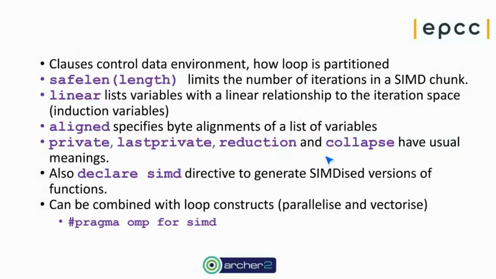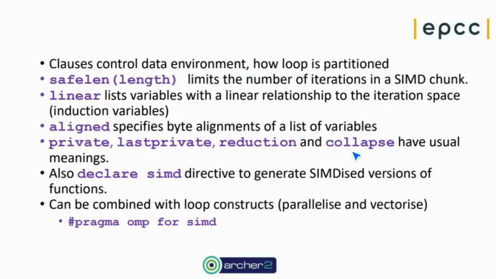If you have a loop nest, you can use the collapse clause. What the collapse clause does is unwind the loop nest into one long loop and vectorize that, instead of just the innermost loop or the loop that we're applying the directive to. Also, under the right conditions for the right kind of function, you can persuade the compiler to generate SIMDized versions of functions that are called inside the loop. Then there are combined directives.